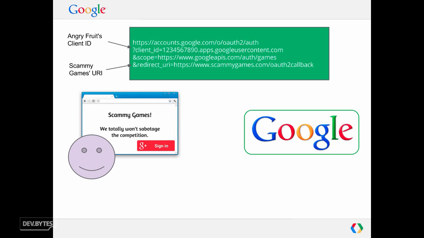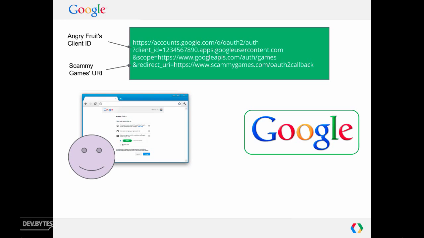Now, if Google were to blindly trust that information, it would bring up an OAuth 2 dialog box, the user would probably click accept, and then it would send that information on to scammygames.com. And if we're using our send the access token as a URL fragment approach, Scammy Games would be able to grab the user's access token. At that point, it could trick my Angry Fruit game into pretending they were my unsuspecting player and wreak all sorts of havoc with their game because it now has a valid Angry Fruit bearer token belonging to our poor unsuspecting player. And we don't want that to happen.